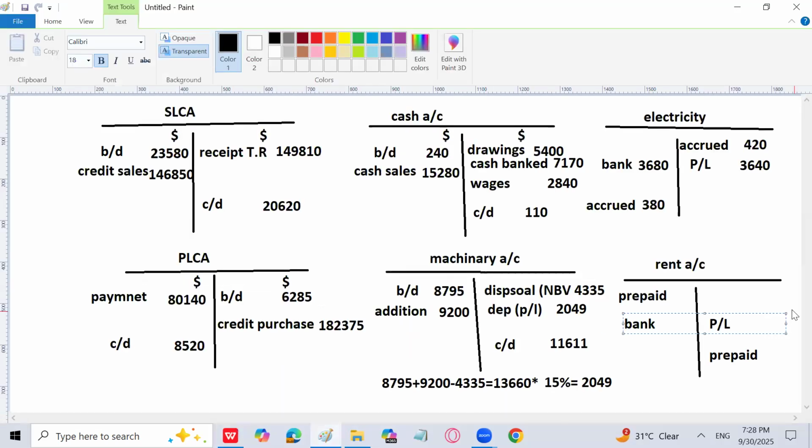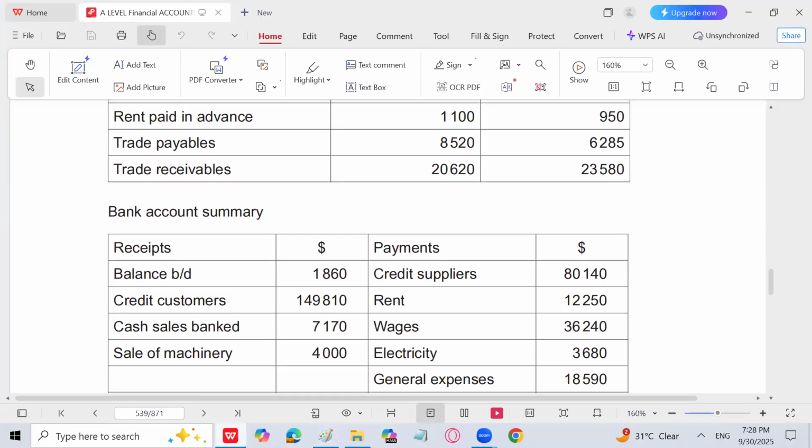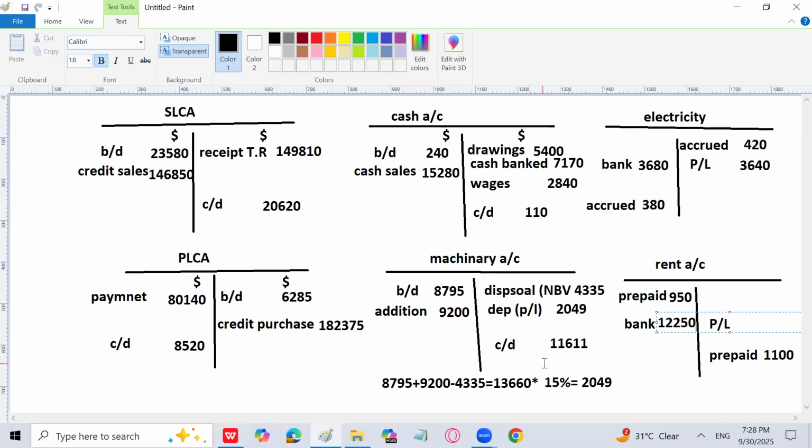So let me write. Brought down is 950. Prepaid carried down is 1100. The bank figure is going to be 12250, and the difference is going to be the profit and loss account figure. So 12250 plus 950 minus 1100, you will get the answer. What is it? 12100. Yes, 12100.